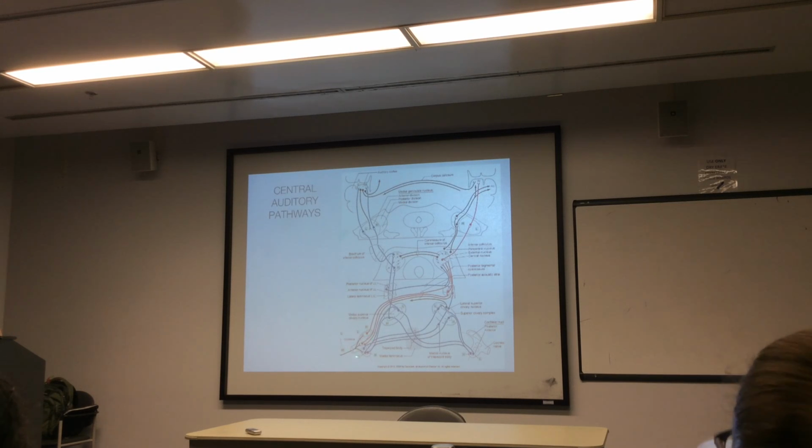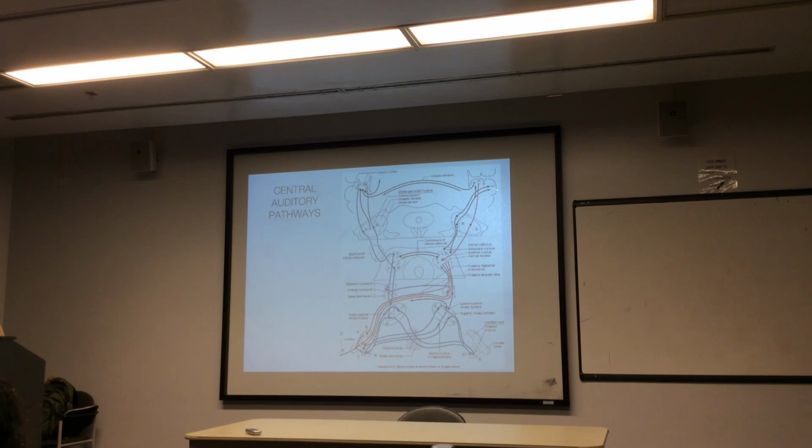So you have input coming from the cochlea, projecting up over the superior olive as the posterior acoustic stria, and then that projects up through the lateral lemniscus to the inferior colliculus, and then from there to the medial geniculate, and then up to the primary auditory cortex.